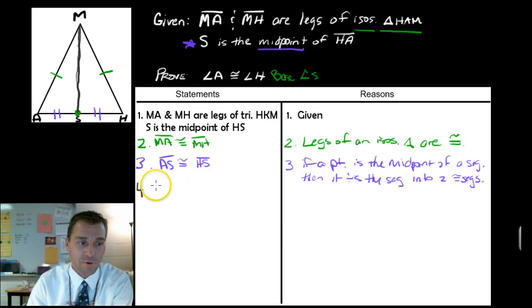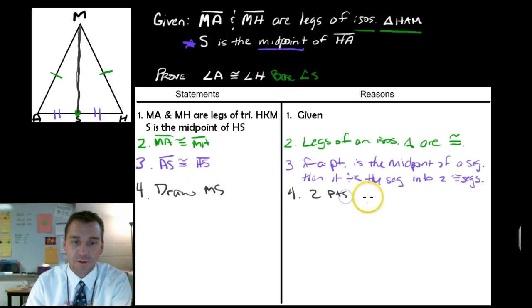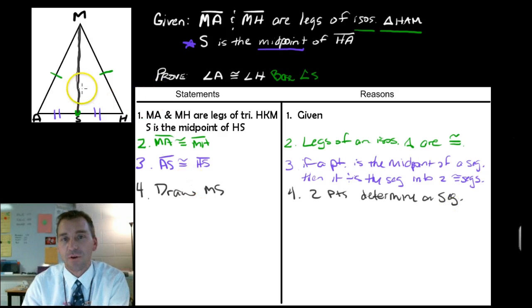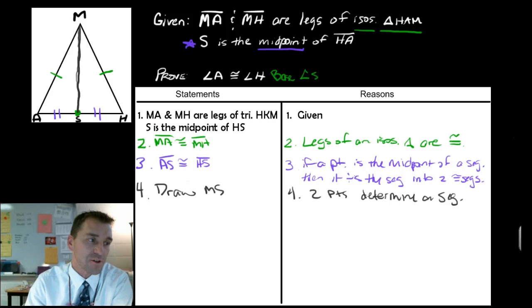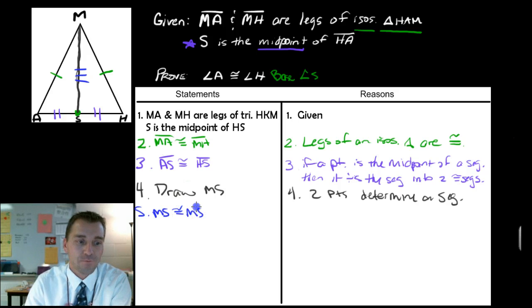How would we put it? We would just put draw MS, and remember our reason is two points determine a segment. Beautiful. So once we get those two points on there, or the actual segment, the auxiliary line drawn, now let's finish this bad boy. So we can say MS is congruent to MS, step number 5. And the reason is reflexive property.